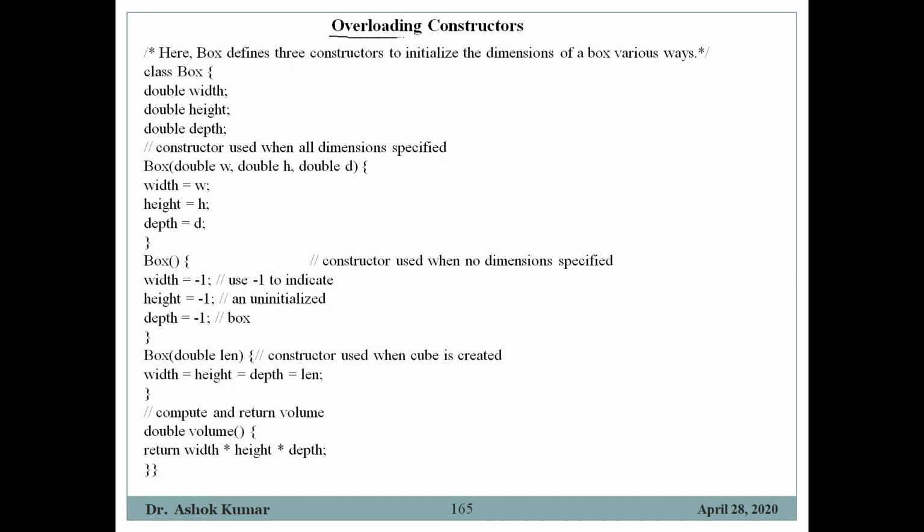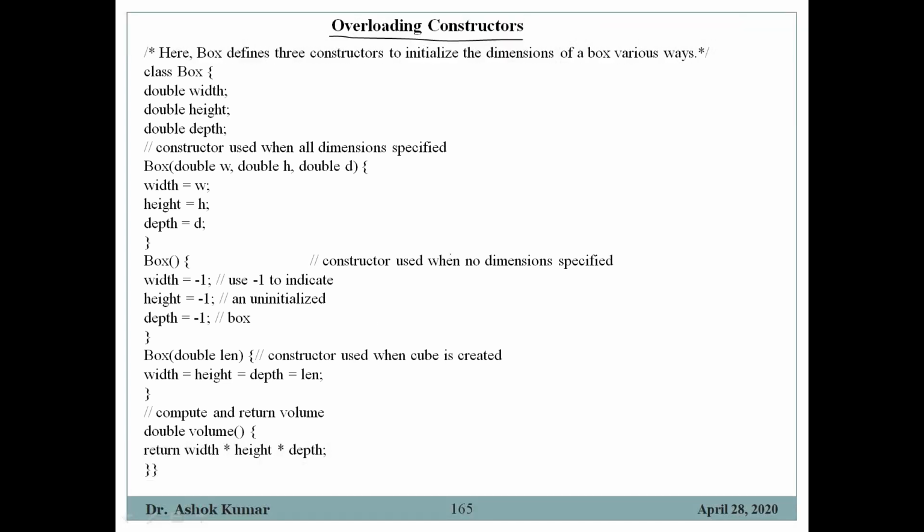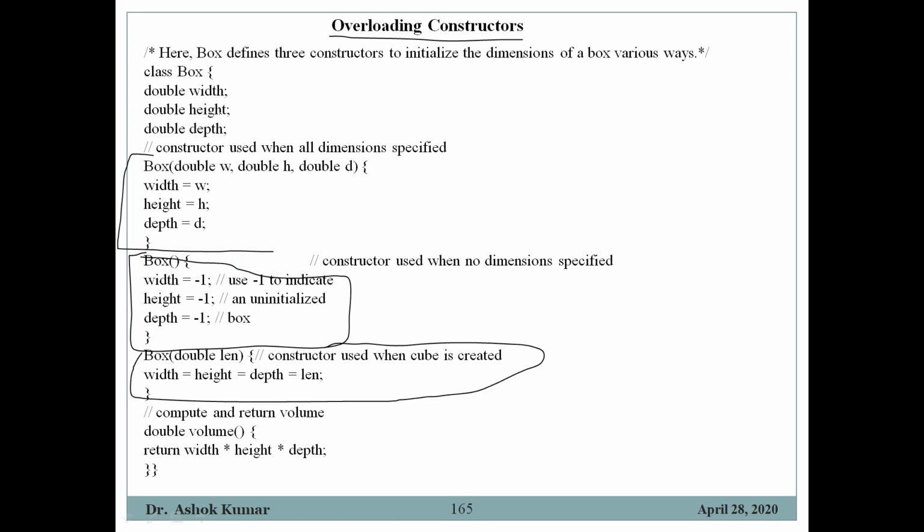Then the next topic is that constructors can also be overloaded just like methods, because constructors are also a special type of method whose name is the same as the class name. So in this example, we have used three constructors. One is this with three parameters. The other one is the constructor without any parameter. This is the second one, and the third one is receiving a double type value as a parameter.